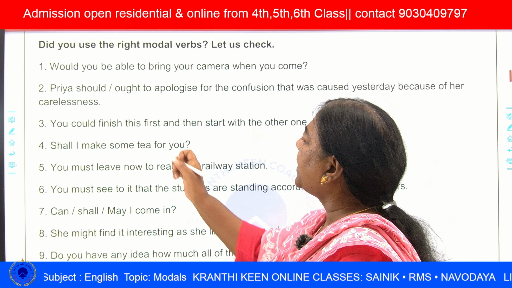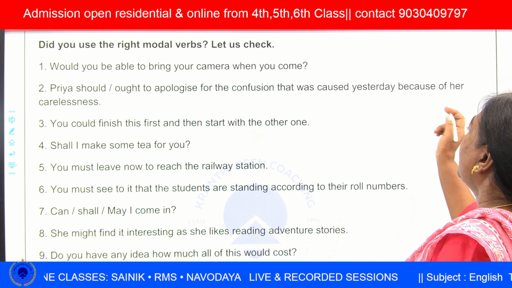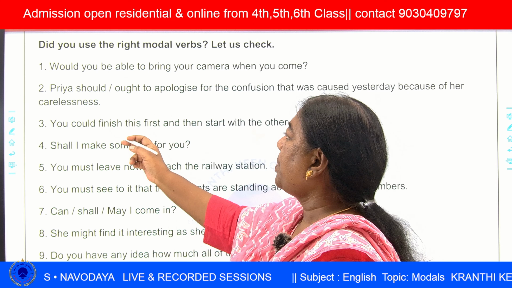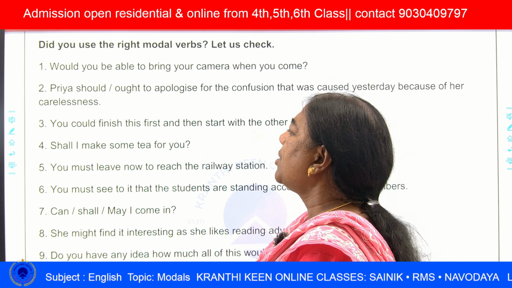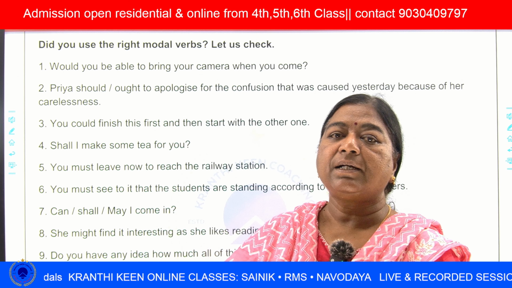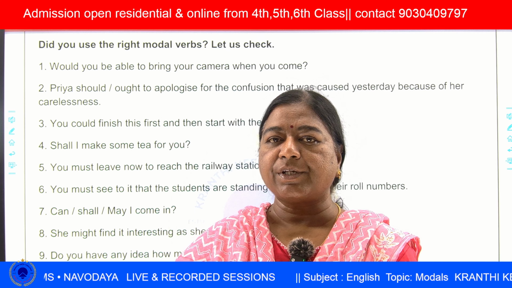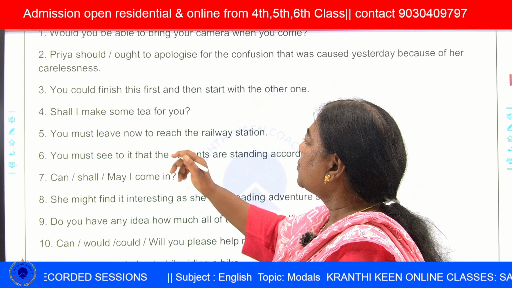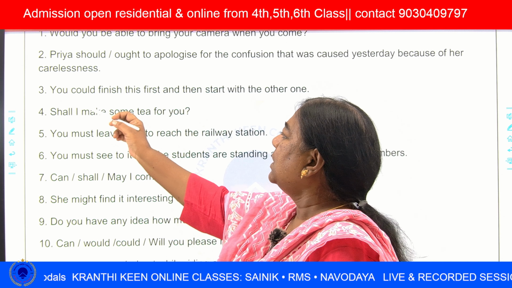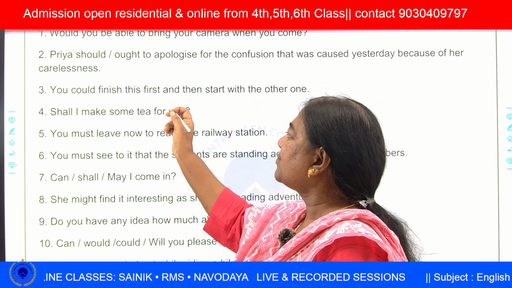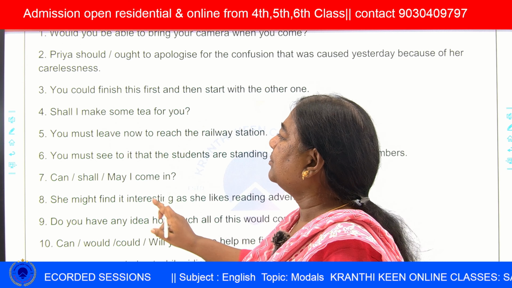Second one, Priya should apologize for the confusion that was caused yesterday because of her carelessness. Now, should, we can also use ought to. Should and ought to are like must. It is compulsory and Priya has no choice. Third one, you could finish this first and then start with the other one. So this is a suggestion.